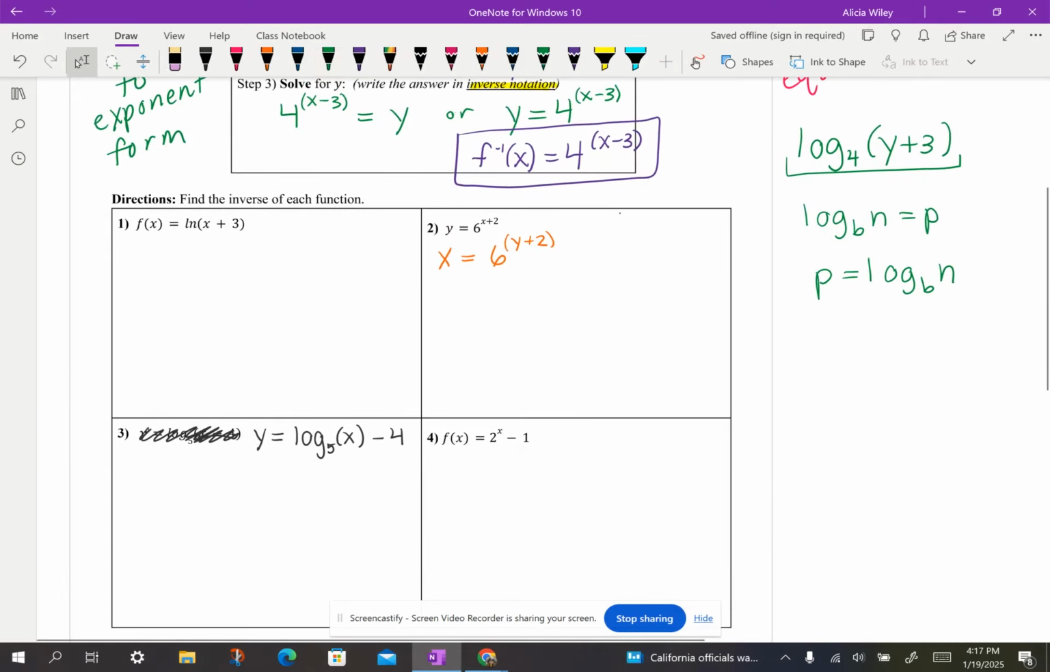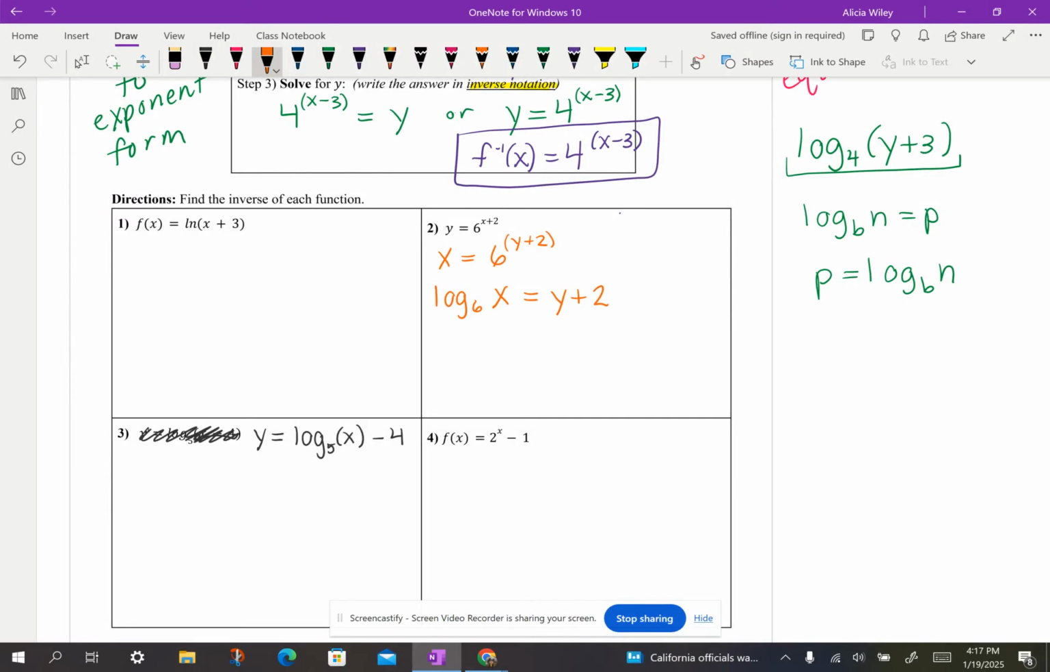Okay, so when we change it to log form, first thing we do is we write the log. What's my base? It is 6. That's written little. It's log base 6 of the number, so there's x equals, what do logs equal? They equal powers. My power is this whole binomial y plus 2.